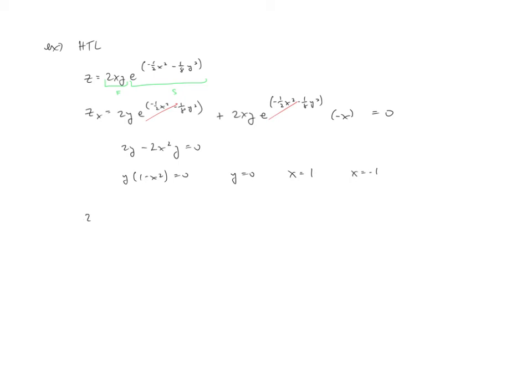Now, z sub y, this would be the derivative of this guy with respect to y. We'll go ahead and do it as a product rule in the same way. We're going to have the derivative of the first, which would be 2x times the second.